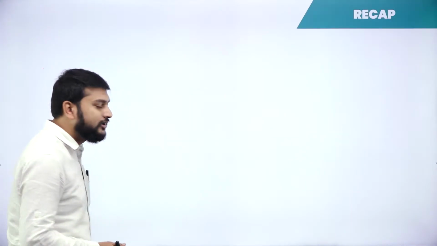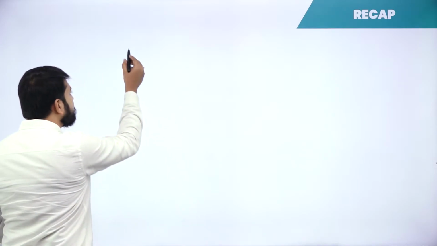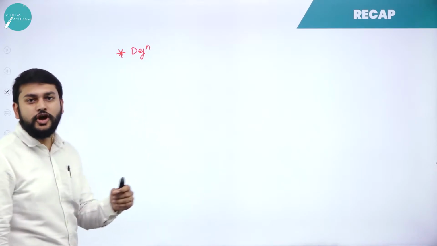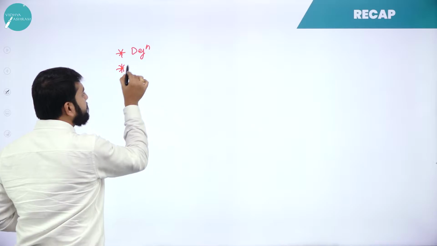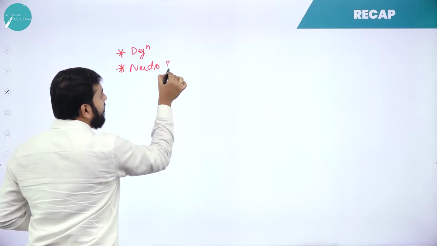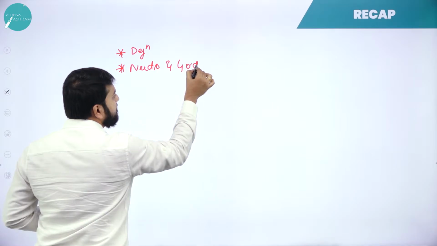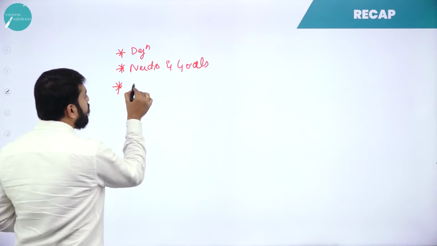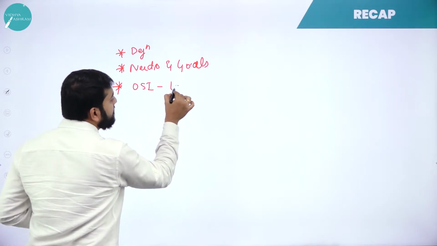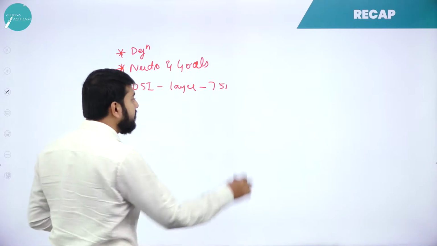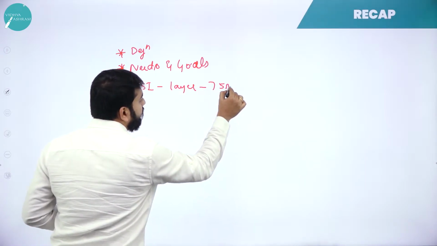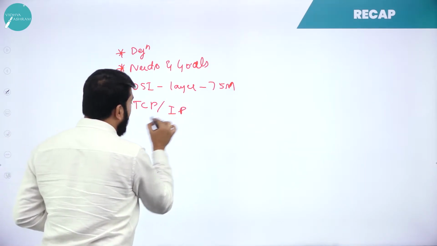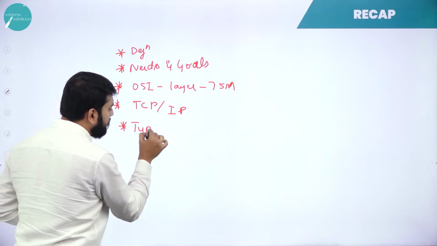So what is it that we have done? Let's discuss quickly. We started this chapter with the definition of networks. That's the first topic that we discussed, and then we discussed the needs and goals along with that. Please understand a very important 5 marks topic, that is the OSI reference model. So go back and check the previous video. OSI layers are a very important thing that you need to remember with respect to 5 marks. And then we have TCP/IP, and then the different types of networks.